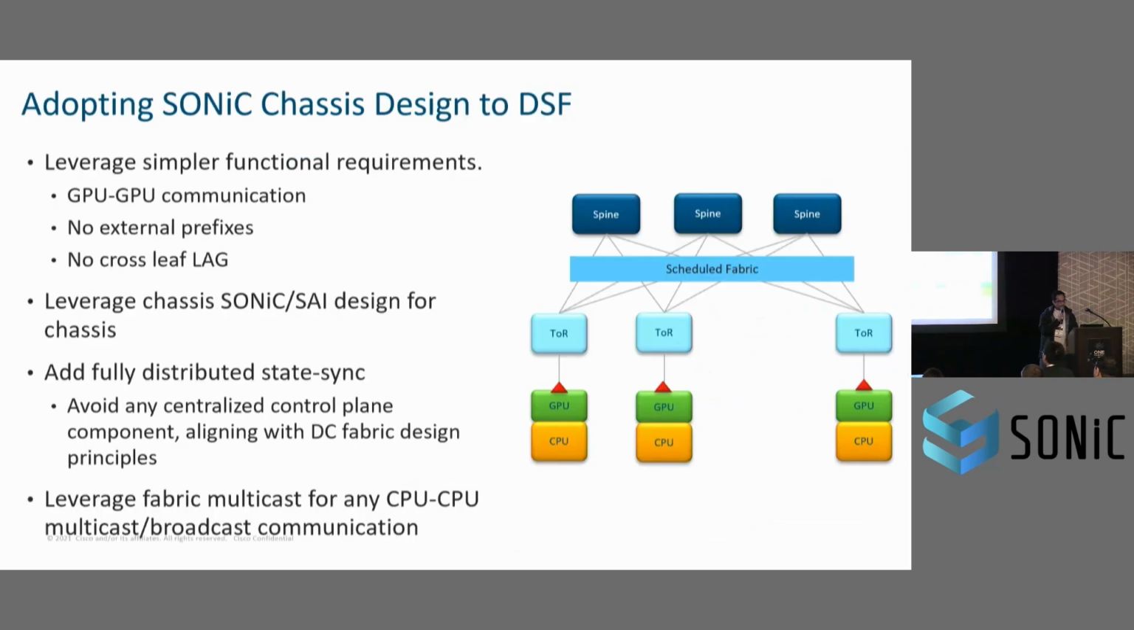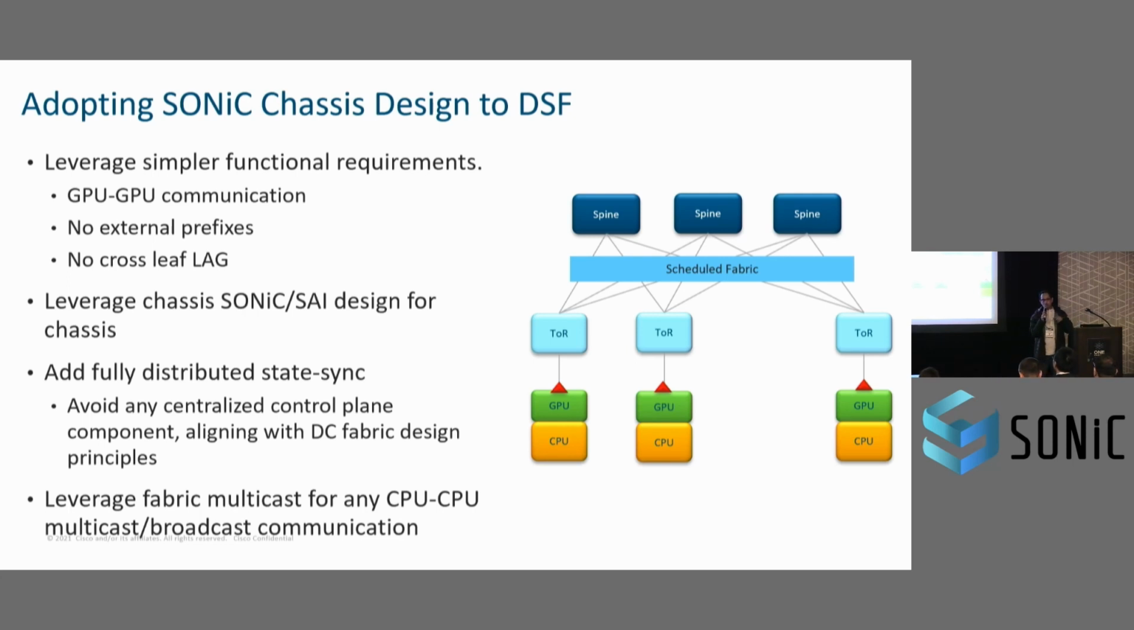Now, if we take the SONiC chassis model and adapt it to a disaggregated scheduled fabric, there are a few simplifications that would be good to look at, especially in the context of the backend networks. For example, pretty much all of the communication is GPU to GPU. I'm using the term GPU to represent the endpoint. It could be a smart NIC, a CPU or a DPU, anything that gets essentially plugged into the CPU port.